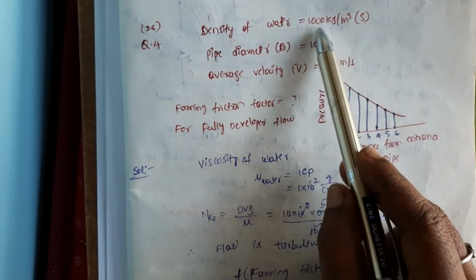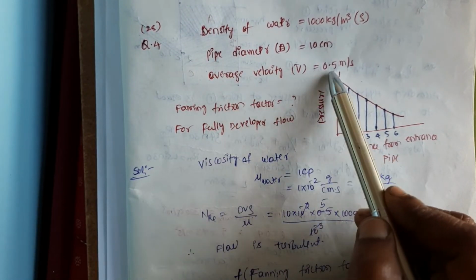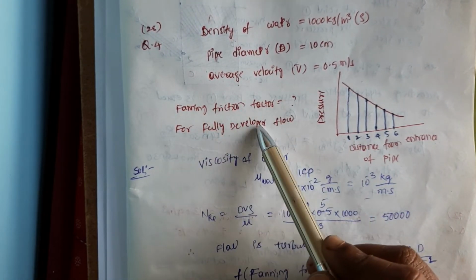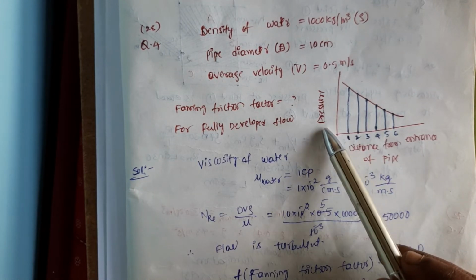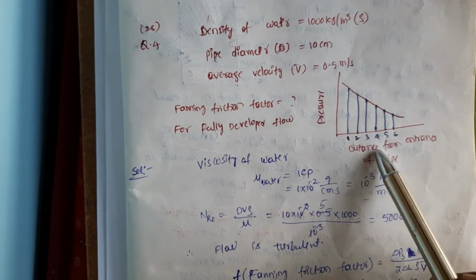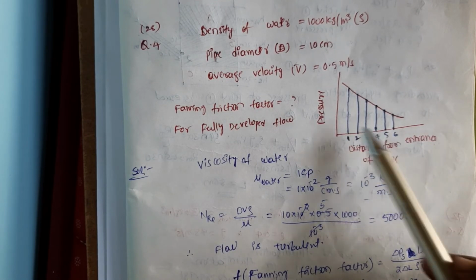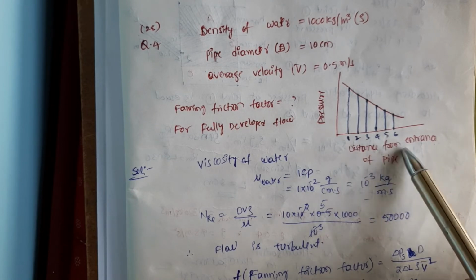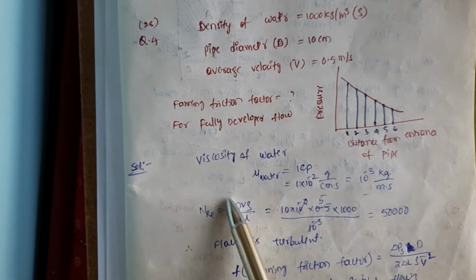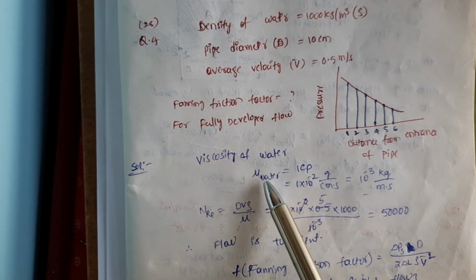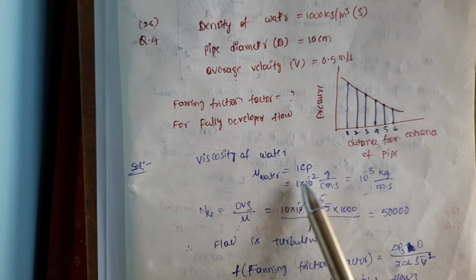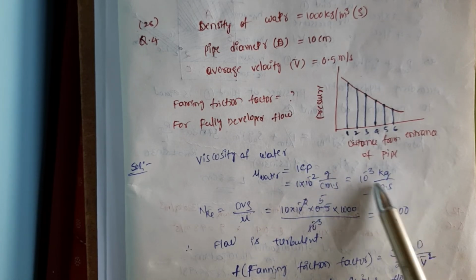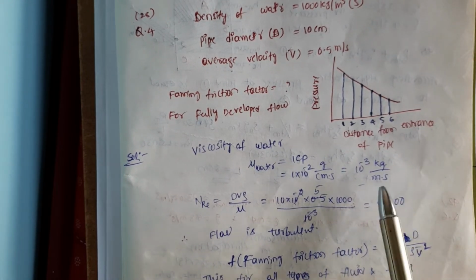The density of water is given, the pipe diameter is given and the average velocity is given, and they have asked us to calculate the Fanning friction factor for fully developed flow. They have also given the pressure versus distance from the entrance of the pipe, a pressure relation with respect to the length of the tube from the entrance. The viscosity of water is not given, but all of you know the viscosity is 1 cP for water. Converting from CGS units to MKS units, we get 10 to the power minus 3 kg per meter second.